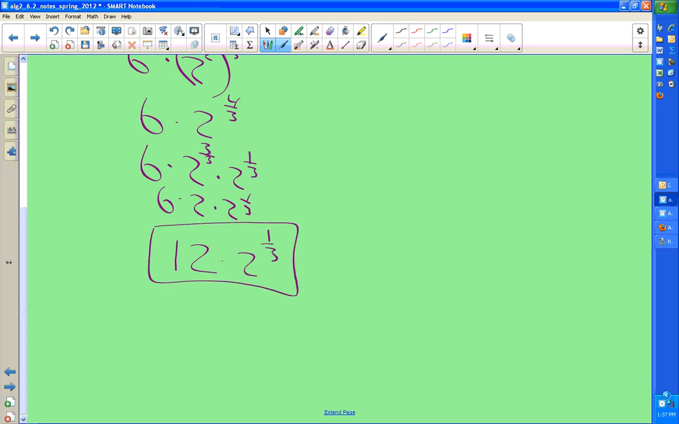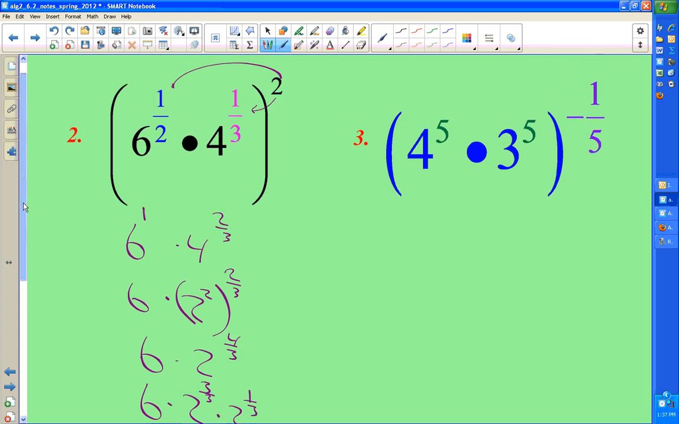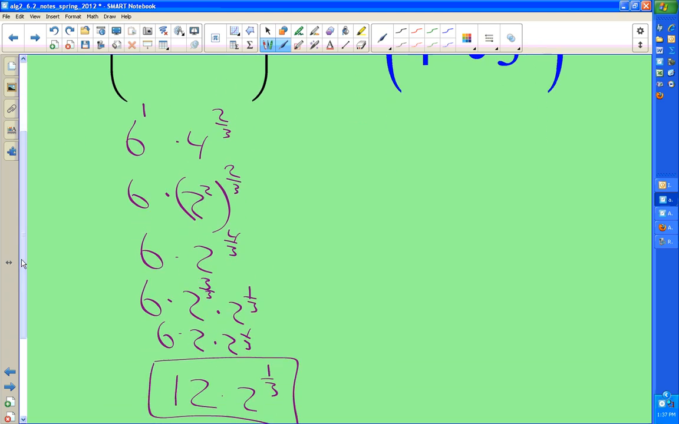If the numerator of an exponent is bigger than the denominator, that means you have a power more than 1. If you have a power less than 1, like a third, you're done.